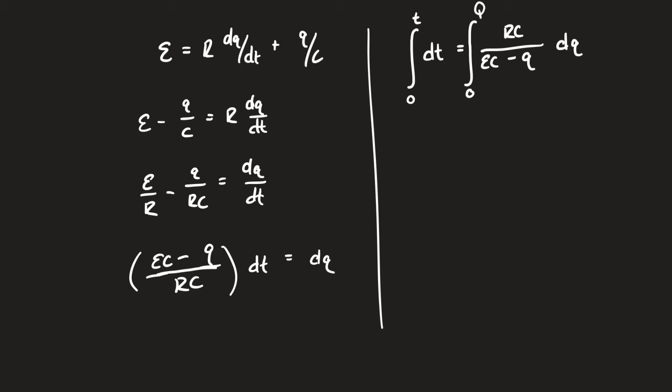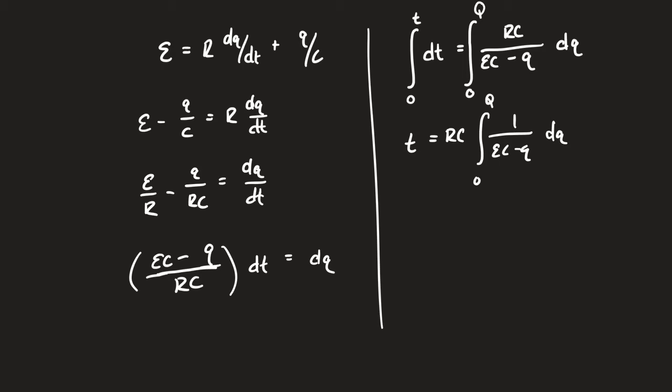A lowercase q would be fine there too. I need a placeholder for the q as a function of t. So I don't have to do any work here to convince you that the left side of this is just going to be t. It's the right side that we're going to do a little work on, right? I can bring the RC out front. I'll still have an integral from 0 to q of 1 over EC minus q dq.